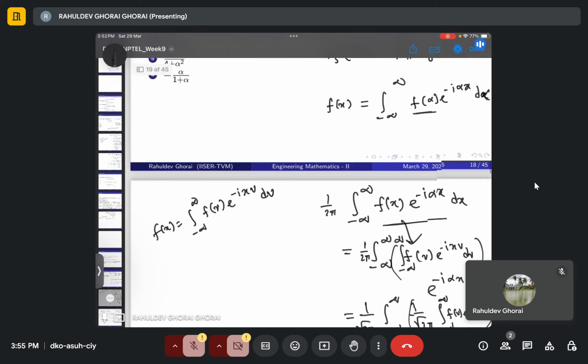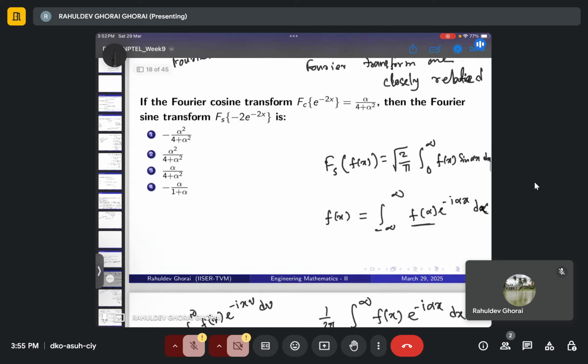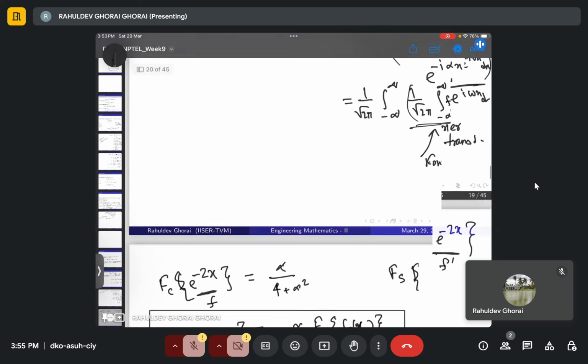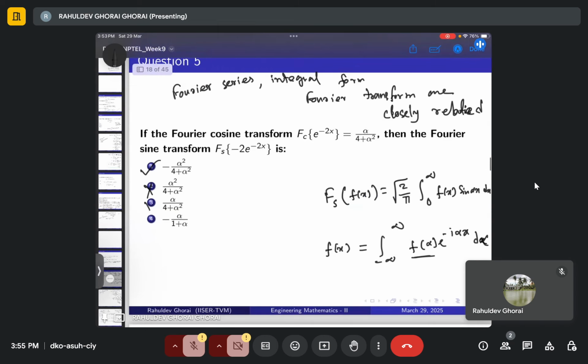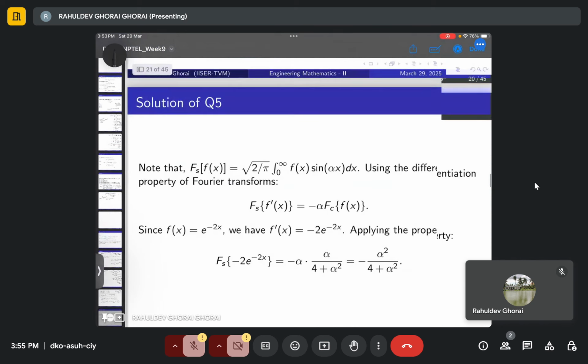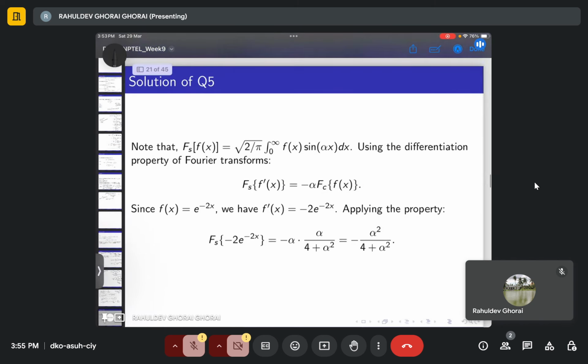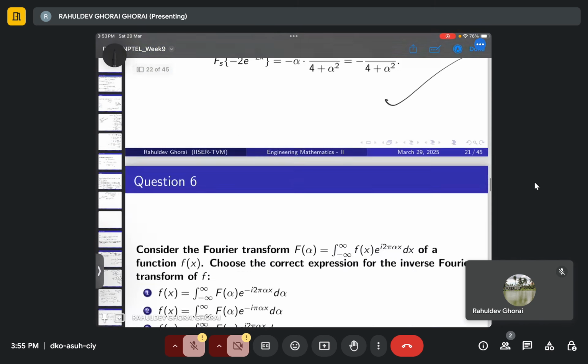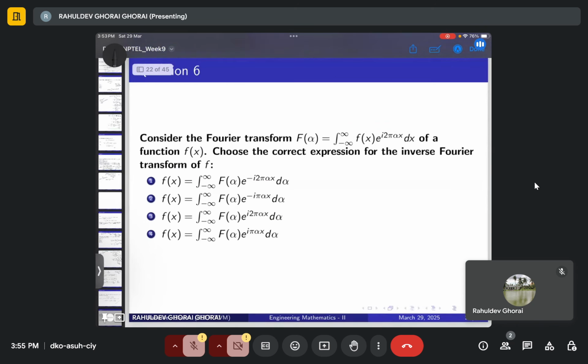That implies, among the options, which one will be correct? Then the first one is correct, right? Minus alpha square by 4 plus alpha square. This is not correct, this is not correct, this is not correct. If you see solution 5, exactly the same thing is written. Then I will move to the next question. You read and then we'll do it. Pause the video and read once or twice.